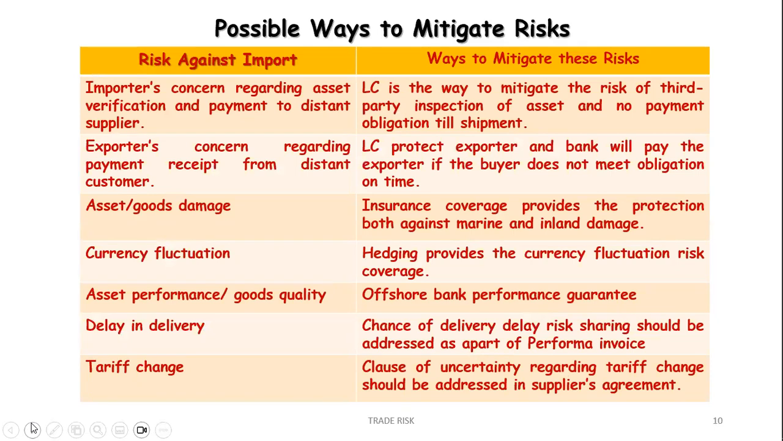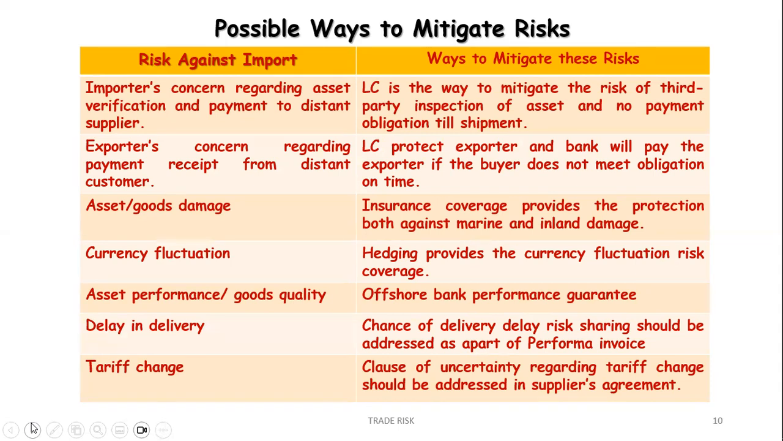Possible ways to mitigate the risk. Risk against the import: importers are concerned regarding asset verification and payment to the distant supplier. LC is the way to mitigate the risk through third-party inspection of the asset and no payment obligation till the shipment. Exporters are concerned regarding payment receipt from the distant customer. LC protects the exporter, and the bank will pay the exporter if the buyer does not meet the obligation in time. Asset and goods damage: insurance coverage provides protection against both marine and inland damages or losses.